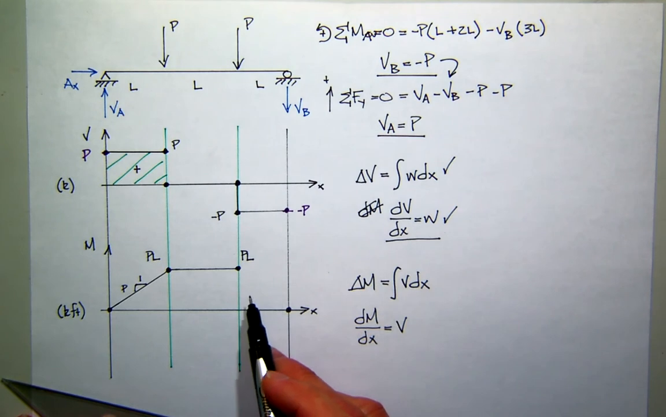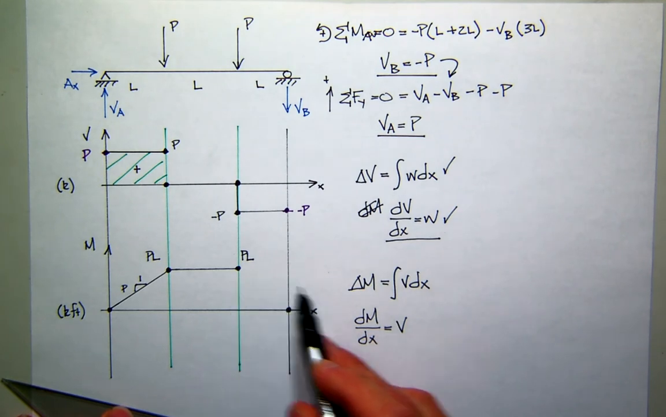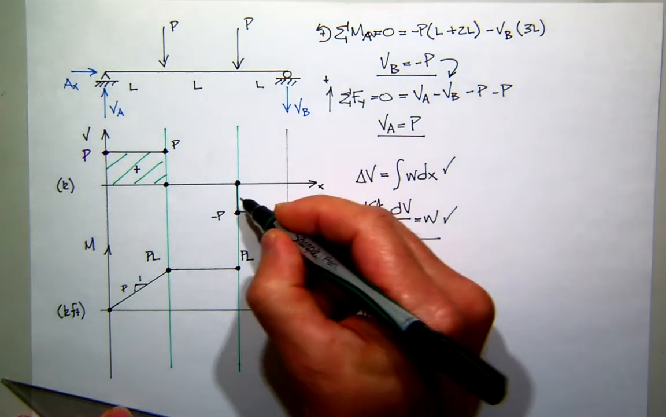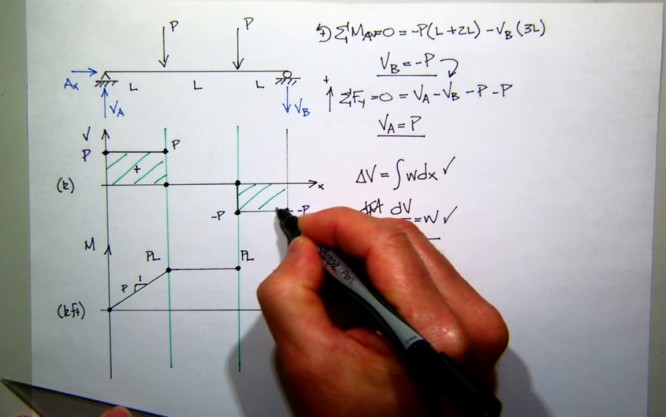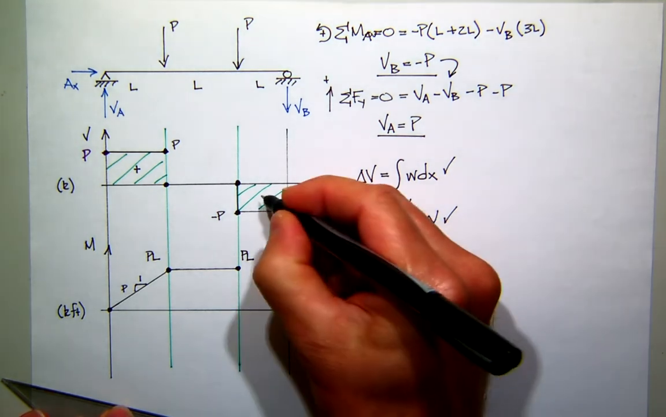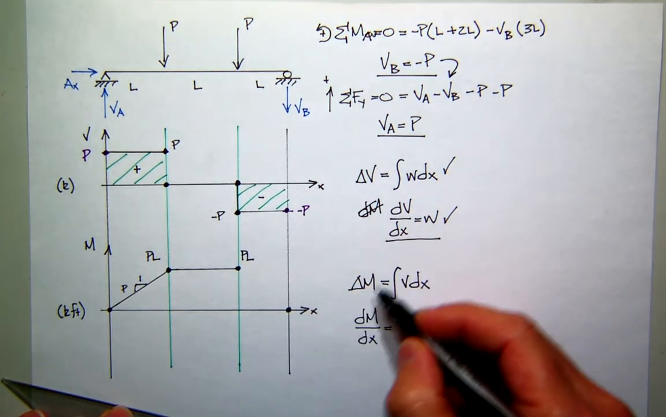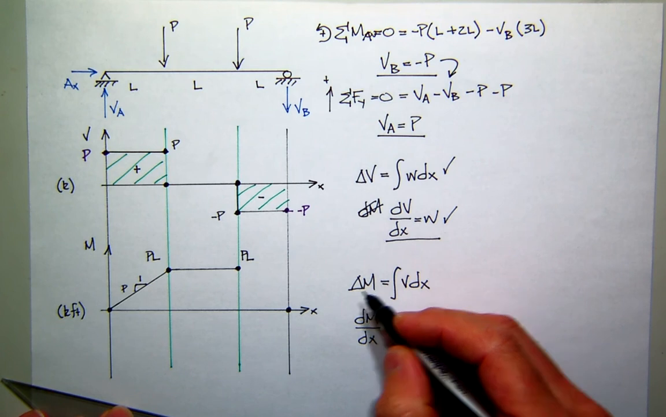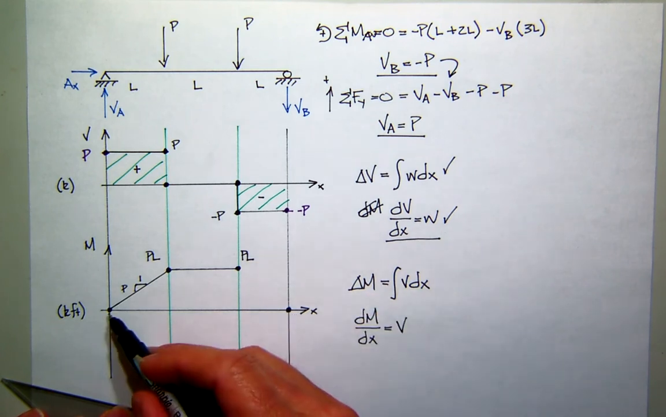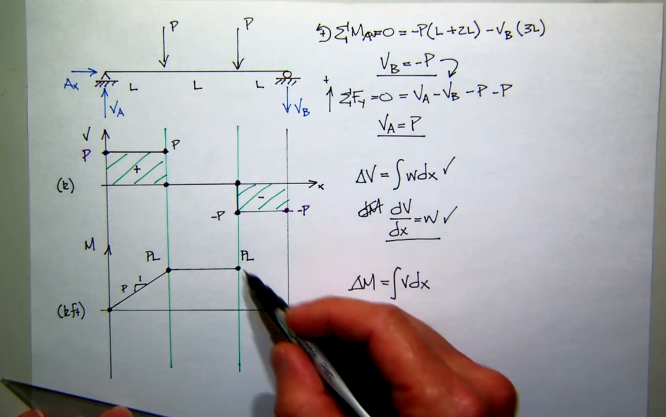Now I want to get the change in moment from 2L to 3L. That should be the area under the shear diagram. So I go up and check the area of the shear diagram. It's a rectangle. Is that a positive area or a negative area? Negative. Minus P times L. So I have PL, and the change in moment is minus PL. That brings me to 0. Yay! I knew where I started, and now I've been able to get back to where I know I have to end. And what's the shape of the curve here?